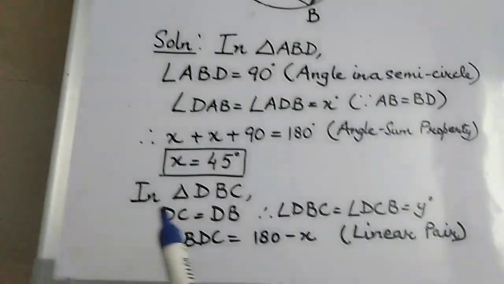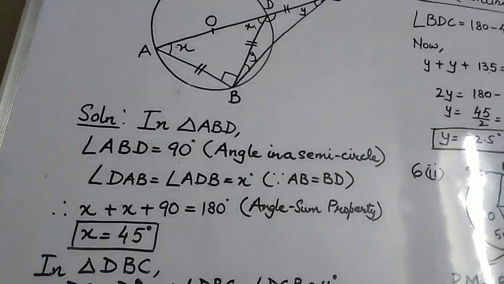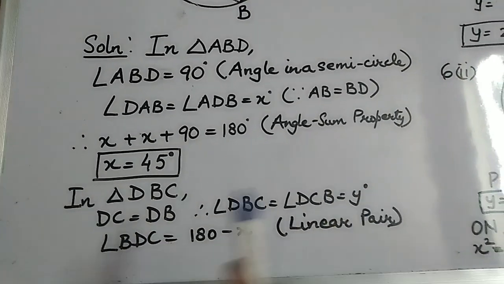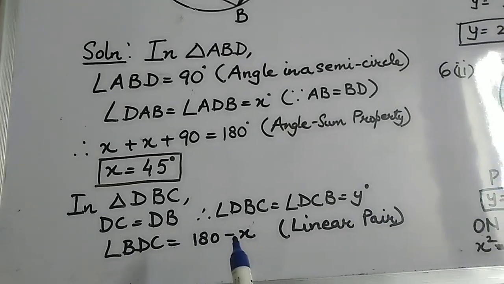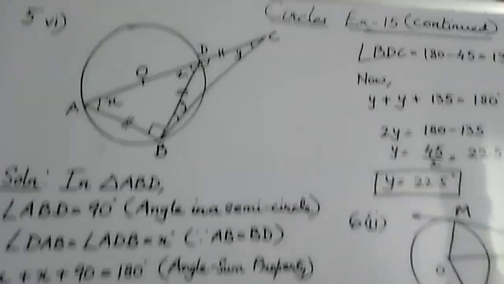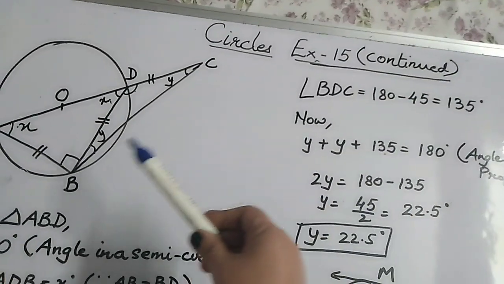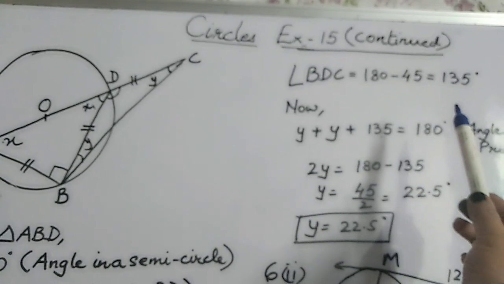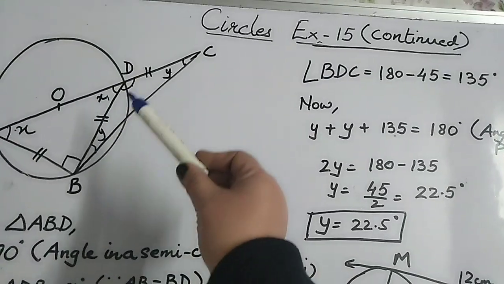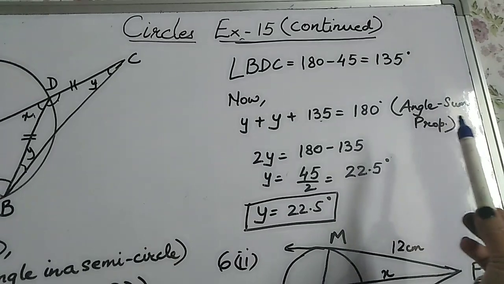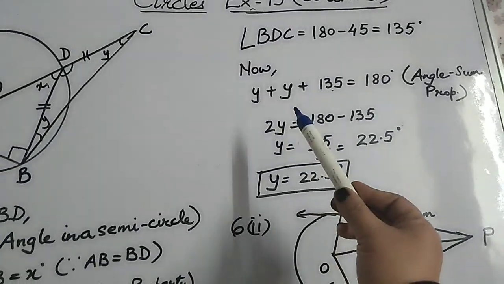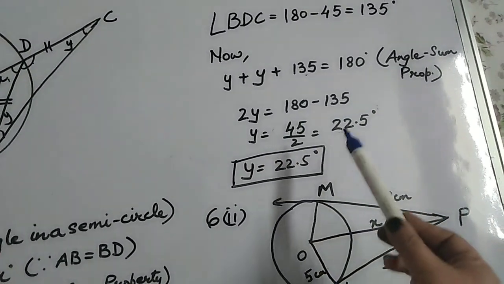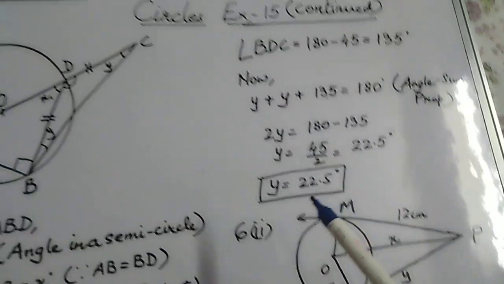Again I am taking this triangle, triangle DBC. You can see that DC is equal to DB. Why? I told you. Angle BDC is equal to 180 minus x, linear pair. Now, angle BDC is 180 minus 45, that is 135 degrees. Now, y plus y plus 135 is equal to 180 degree by angle sum property. So 2y is 180 minus 135. This 135 comes to this side. Linear equation. y becomes 22.5 degree. The same thing can be done.